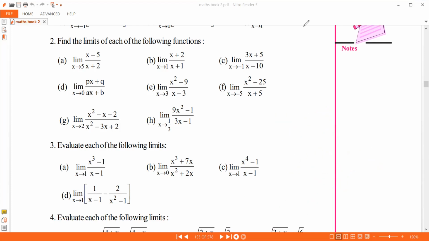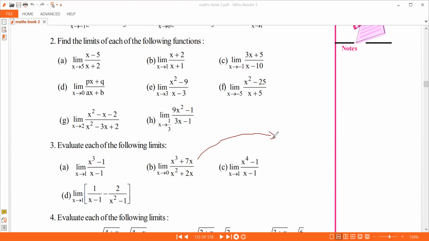Now, let's move on to the next one. You try this one. It's a little bit tricky. The limit of (7x cube plus 7x) by (x square plus 2x), as x tends to 0. You get 0 by 0 once again. You have to identify the hurting term.